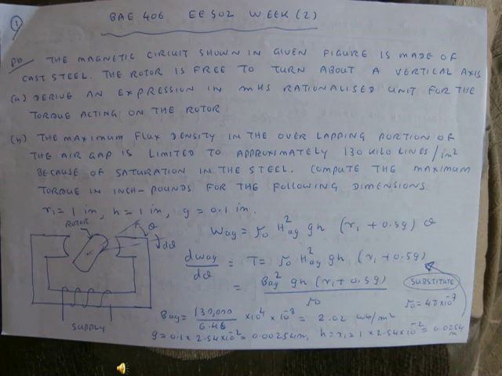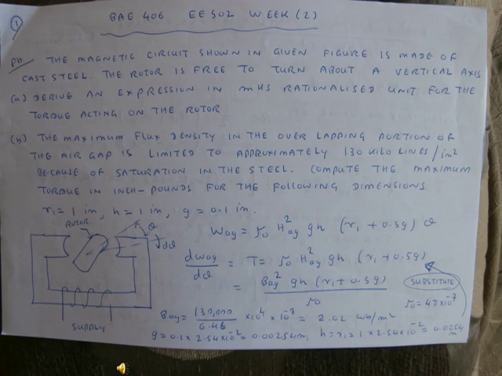So in the problem, a motor is given, with a stator and the rotor. The stator is connected to supply and the rotor is shown in the figure. When the rotor rotates, the angle theta is the rotational angle. So we have to calculate the torque acting on the rotor, and also the maximum flux density. The dimensions are given.